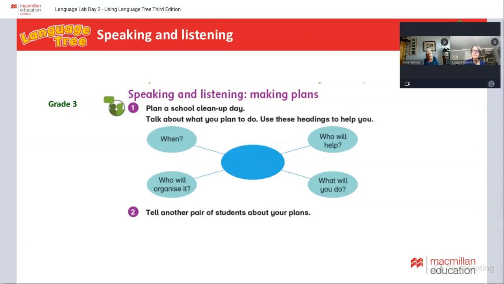And this follows a comprehension about the story where students had a litter problem in their classroom, and they decided to make plans for a cleanup day. We didn't hear what their plans were, so this is a follow-on from that. And then the second point is that the students have to tell another pair of students about their plans.